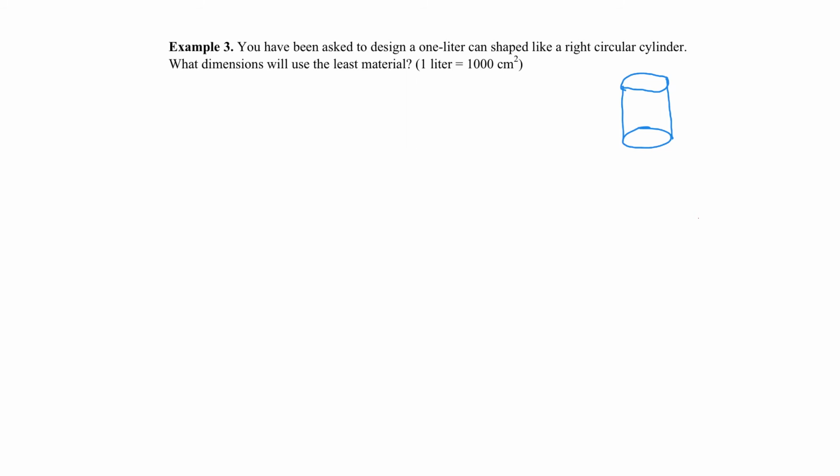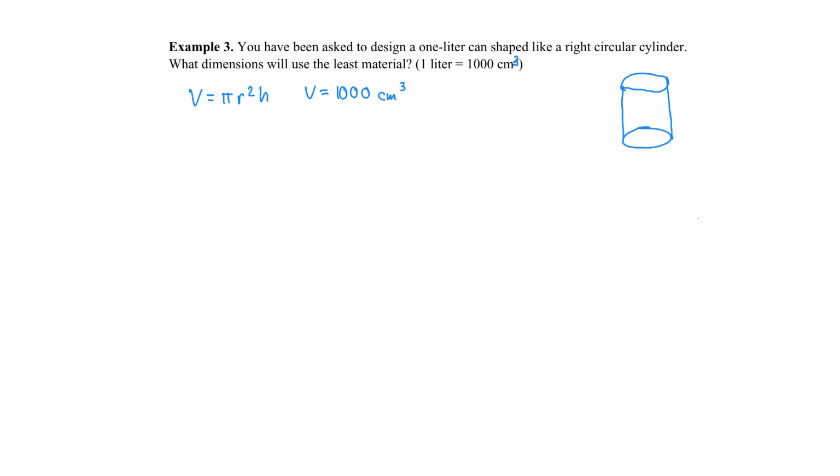Now, we're looking to find the dimensions that use the least material, and we know that the can holds 1 liter. Of course, a little mistake here, a liter is a measure of volume, not a measure of area. So our volume, let's see what we know about that. If you think about a circle, pi r squared, and then when you add a dimension to it, it is equal to h. We also know that our volume is equal to 1,000 centimeters cubed.